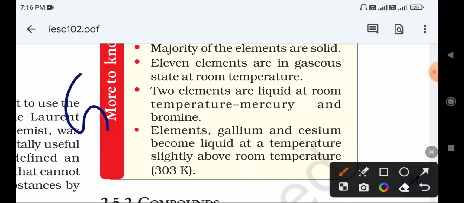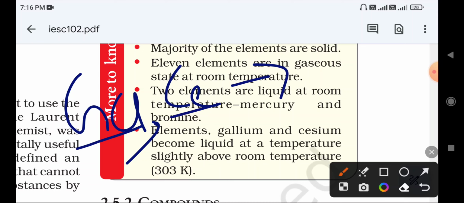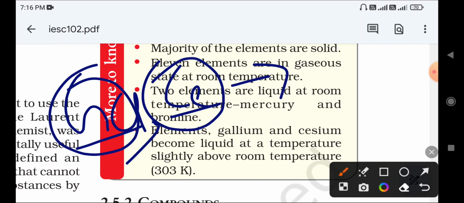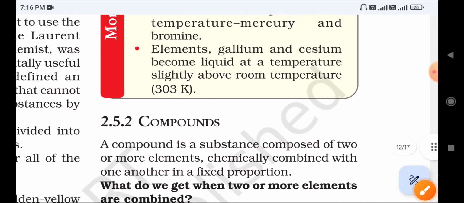Elements like gallium and cesium are liquid at room temperature, or become liquid above room temperature. So gallium and cesium become liquid above the room temperature. Okay, these are some important points here.